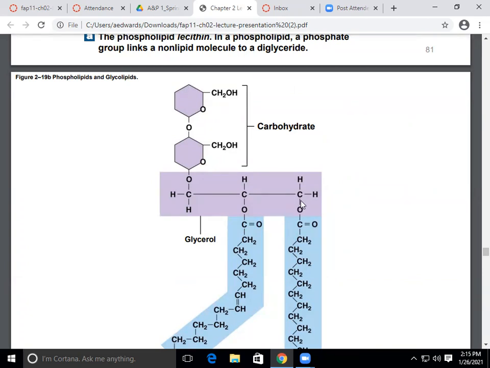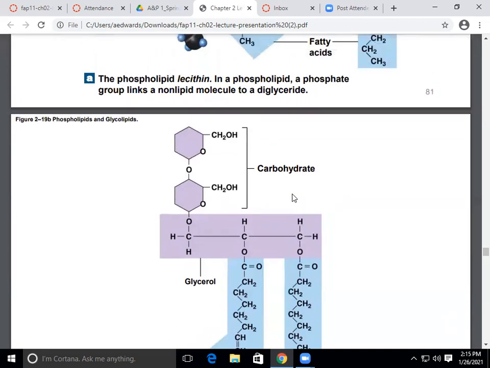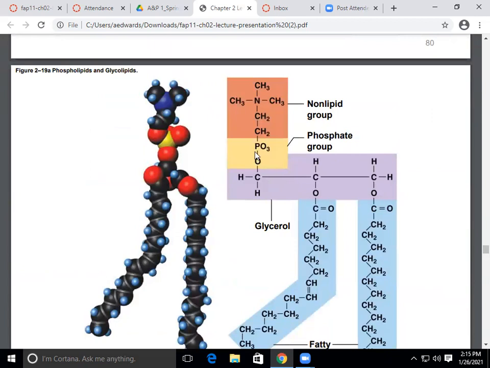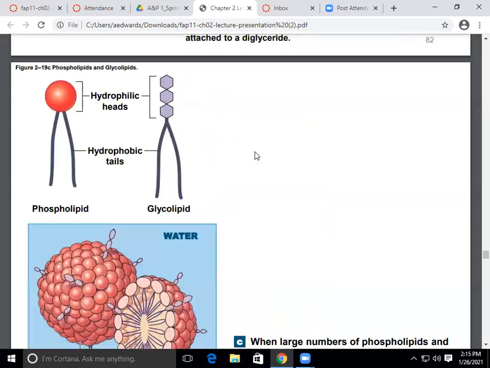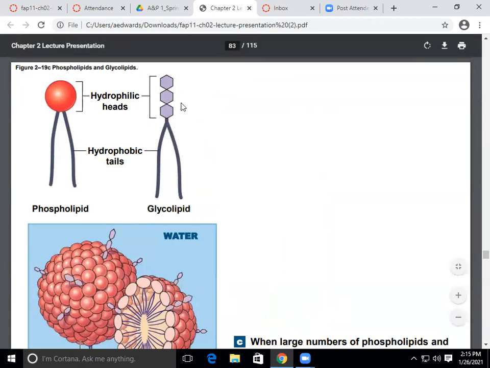Just learned it on the other page. Started with the G. Glycolipid. Whereas this one, because it has a phosphate group, it is a phospholipid. Okay. All right, so here's another example. Again, phospholipid because it has phosphorus here. Glycolipid has sugar.